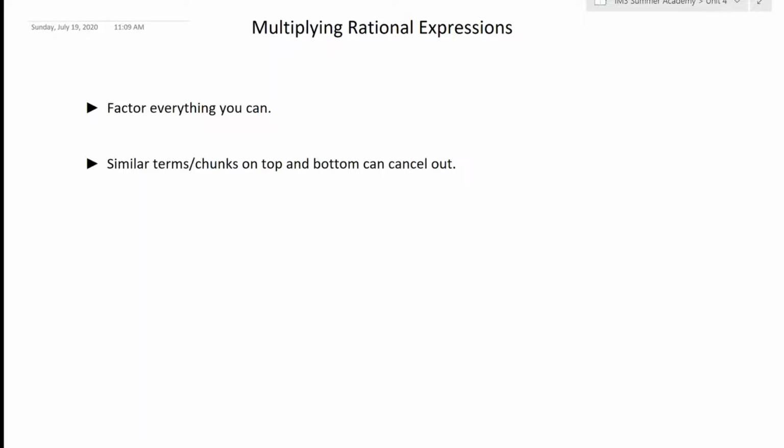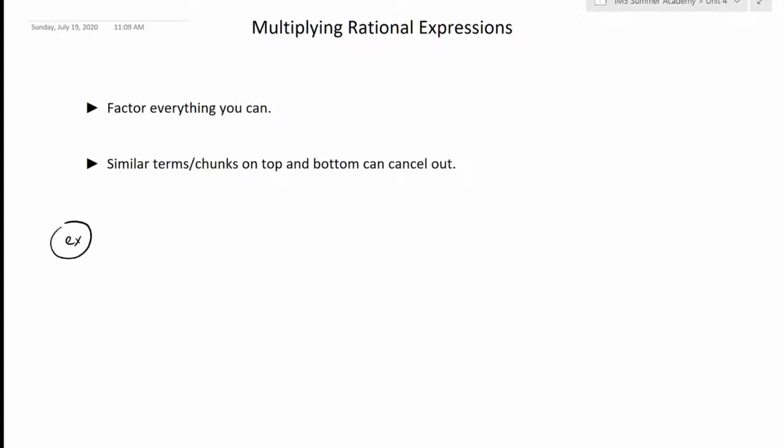When you're multiplying rational expressions, the first thing you want to do is factor everything you can. Because once you factor, you can see how these different terms are made up of different chunks, different pieces, and if we find matching pieces on top and bottom of these rationals, these fractions, we're able to cancel terms out, make our answers a lot more simplified. So that's what we're going to focus on today.